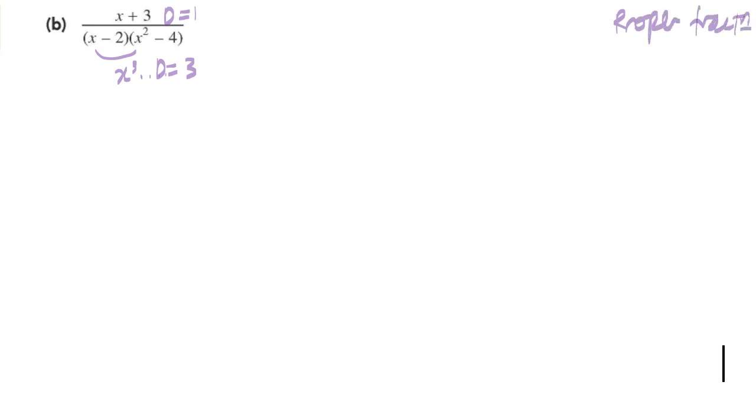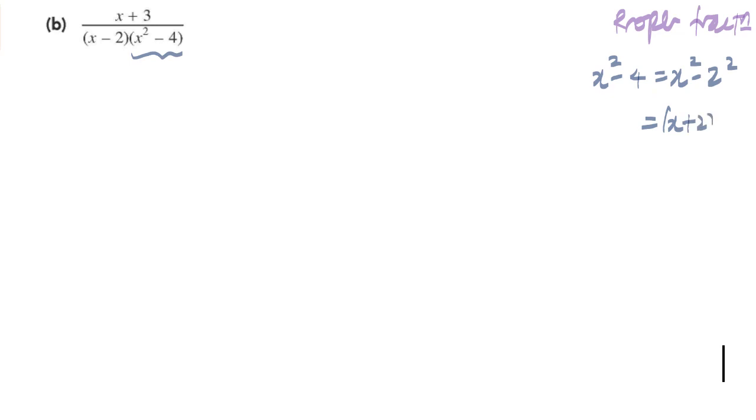Okay, the next thing very important is to check your denominator. All right, let's look at the denominator, x squared minus 4. This can be written as x squared minus 2 squared, and this can be factorized further into x plus 2 and x minus 2. Here I need to remind all of you again that x squared minus 4 is not the same as x squared plus 4.